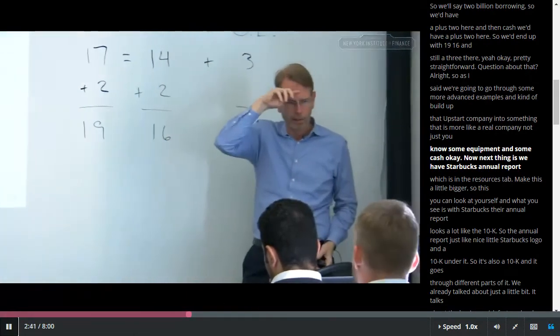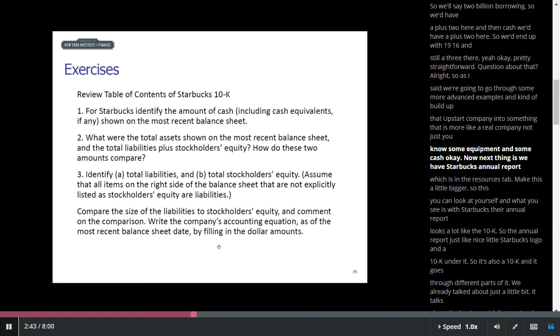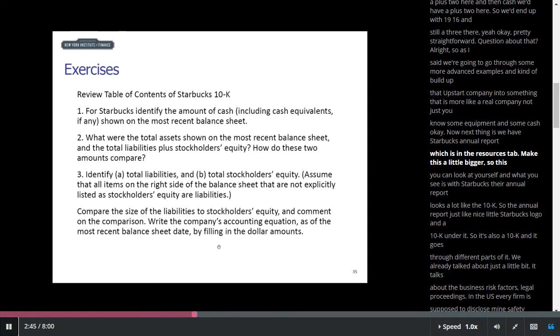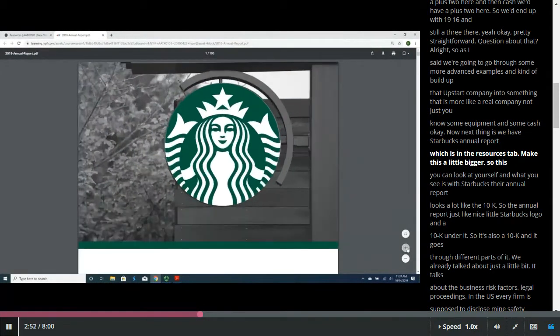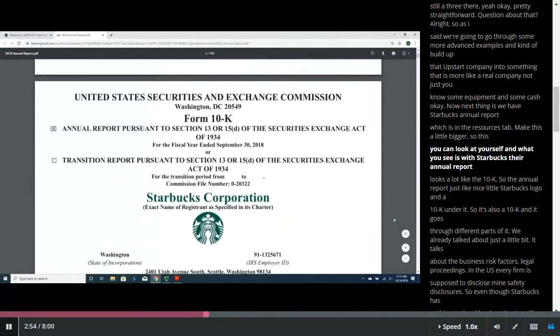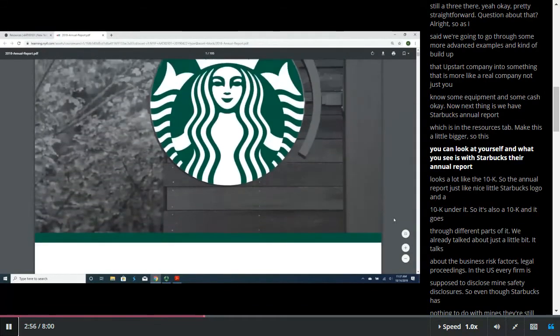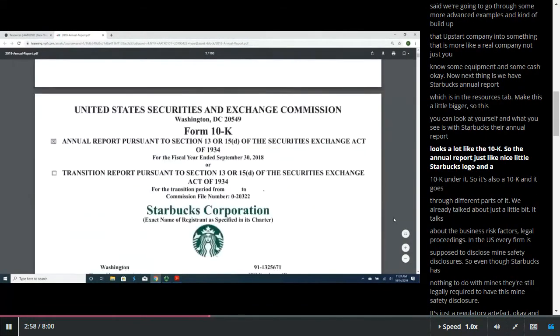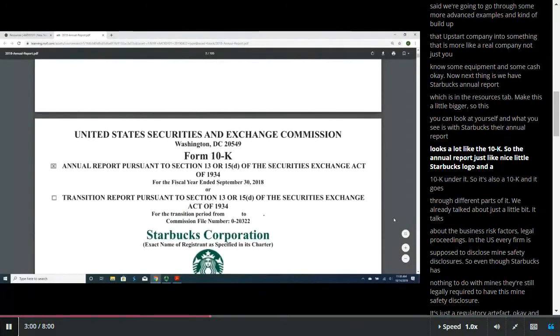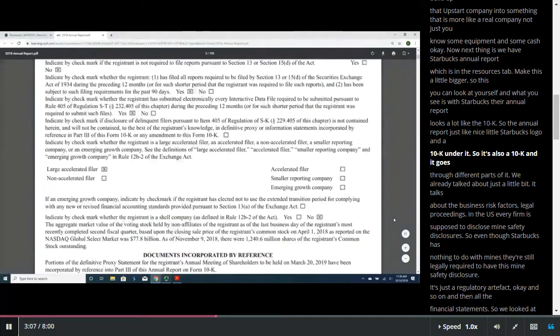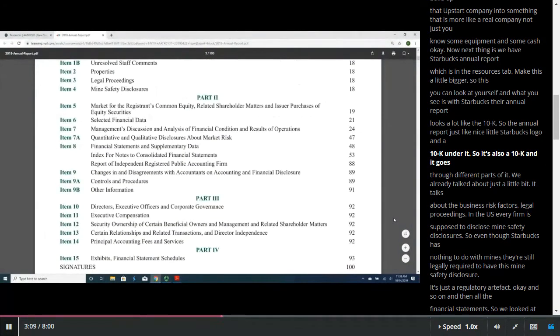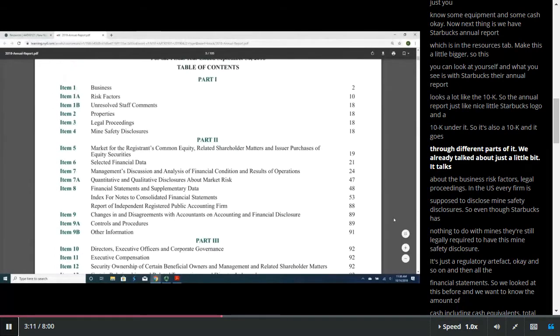Now, next thing is we have the Starbucks annual report, which is in the resources tab. So this you can look at yourself, and what you see is that for Starbucks, their annual report looks a lot like the 10K. The annual report is like a nice little Starbucks logo, and then the 10K is under it. So it's also a 10K, and it goes through different parts of it.